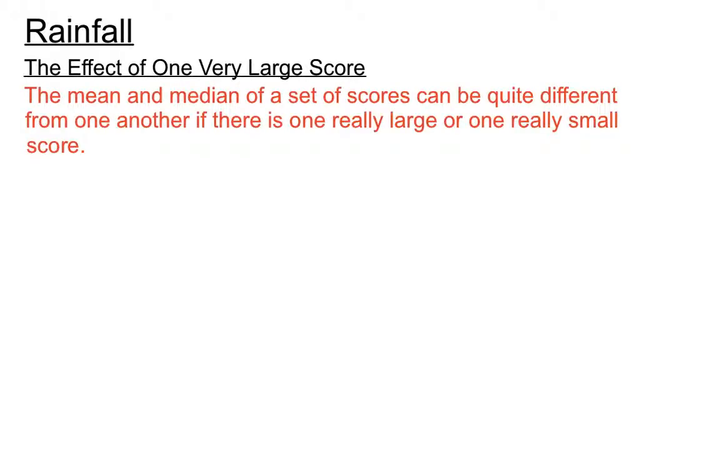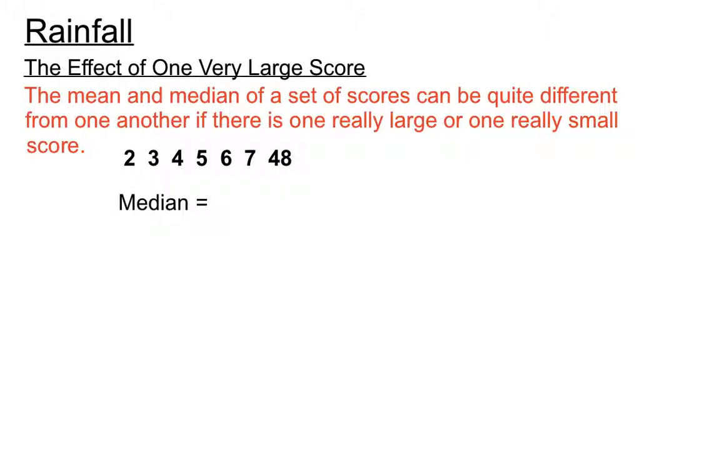Now one aspect that comes up is the effect of one very large, or very small, score on some of the statistical measures. The mean and the median are both measuring a typical score in the center of a bunch of scores, but they can sometimes be quite different from one another if there's one really large or one really small score. Let's have a quick look at an example. We've got a bunch of scores, 2, 3, 4, 5, 6 and 7, all around single digits, and then one really large score of 48. We'll check how that large score of 48 affects the mean or the median or both.